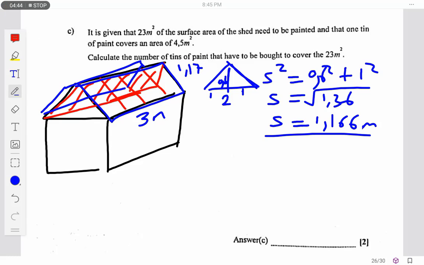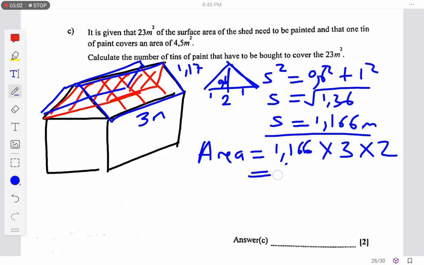So the area is now going to become, area is equal to 1.166 times the length, which is 3. Then remember there are 2 sides, so I can as well say times 2. When I multiply there, I'll get 6.996 meters squared. So this is the area that I'm getting there. Okay, fine.